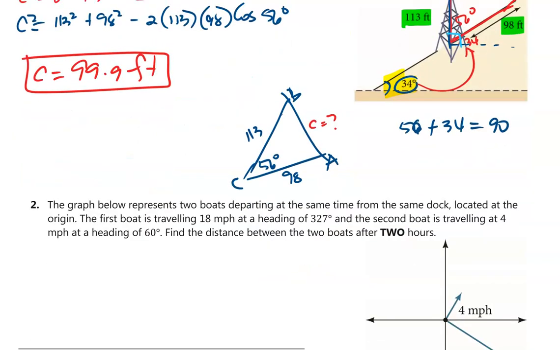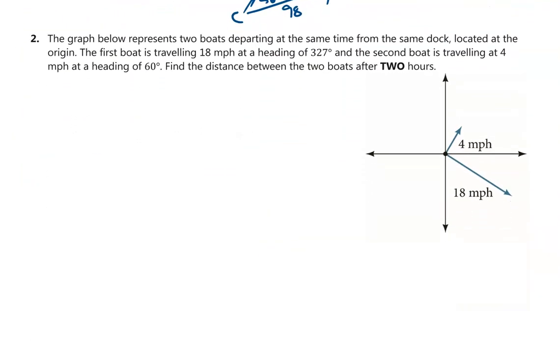Okay, and the last problem. Number 2. The graph below represents two boats departing at the same time from the same dock, located at the origin. This is the origin. The first boat is traveling 18 miles per hour at a heading of 327 degrees, and the second boat is traveling at 4 miles per hour at a heading of 60 degrees. Find the distance between the two boats after 2 hours.